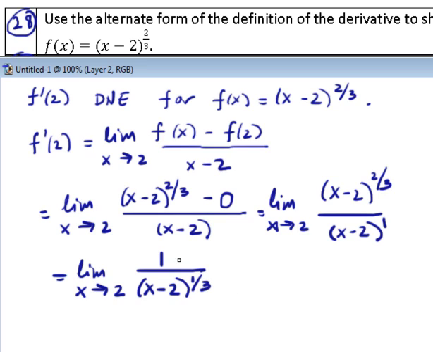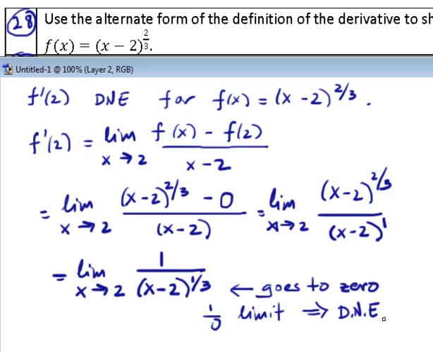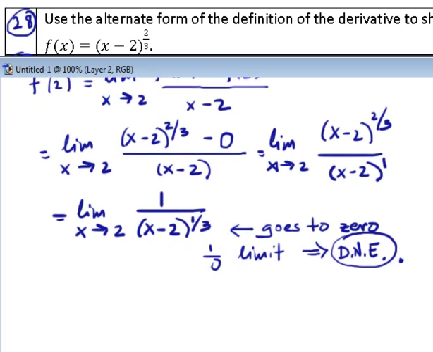So here we have what I call a 1 over 0 limit. In other words, the denominator goes to 0 and the numerator stays at 1. It's a 1 over 0 limit, so this is either infinity or minus infinity, but in any case this limit does not exist. It's what we called an infinite limit. It doesn't exist. So that shows that f prime of 2 does not exist.